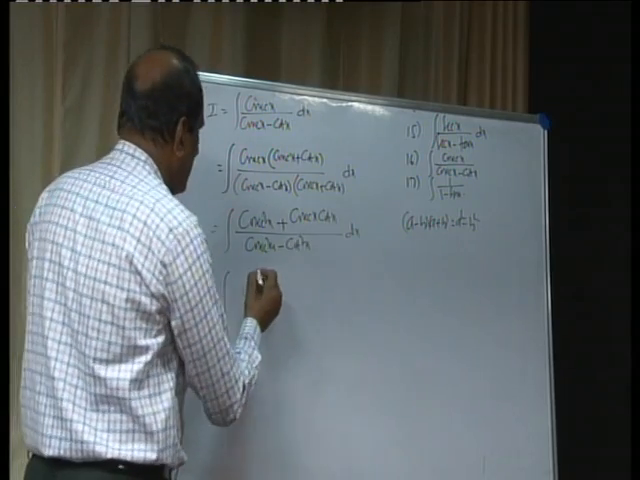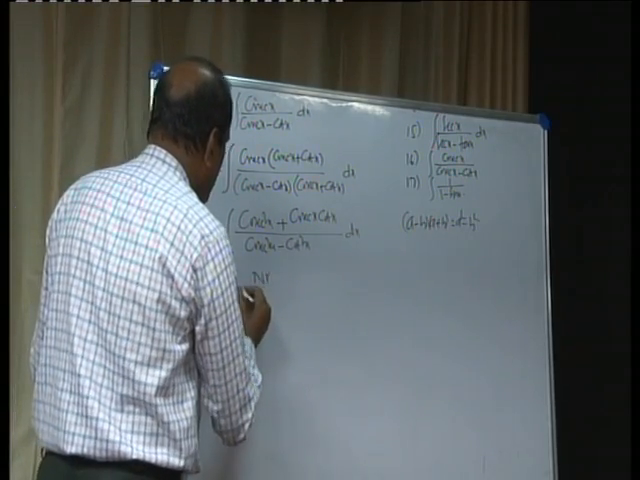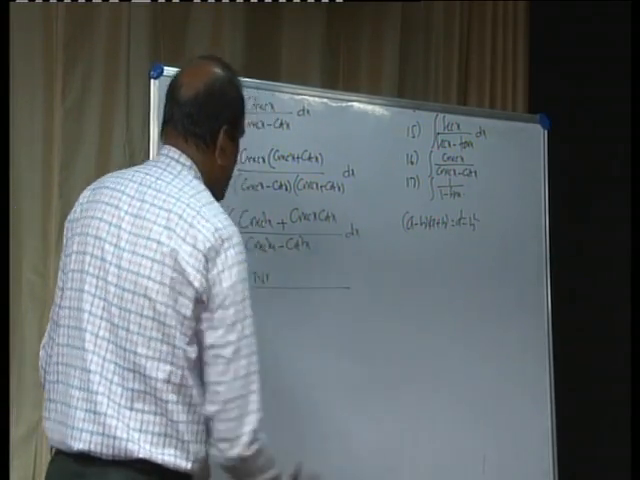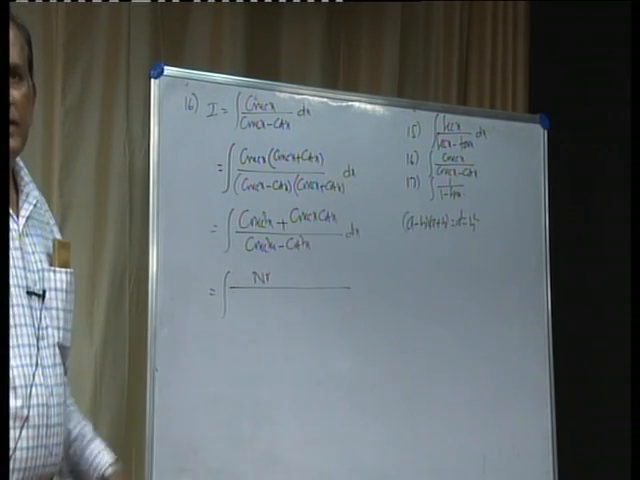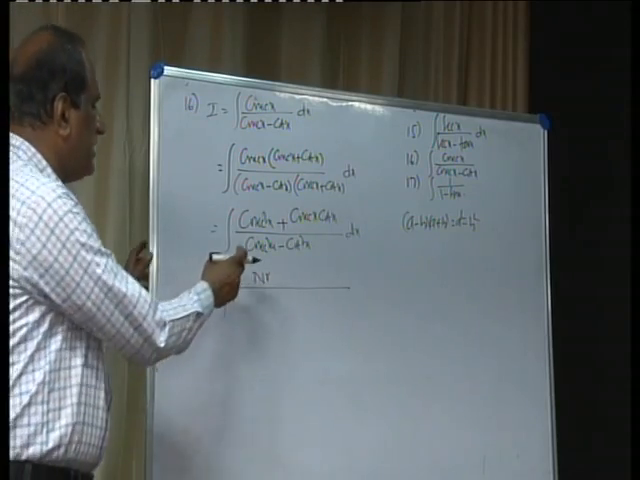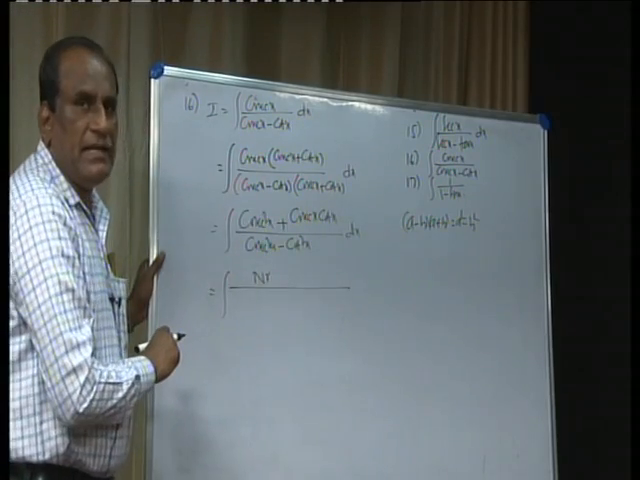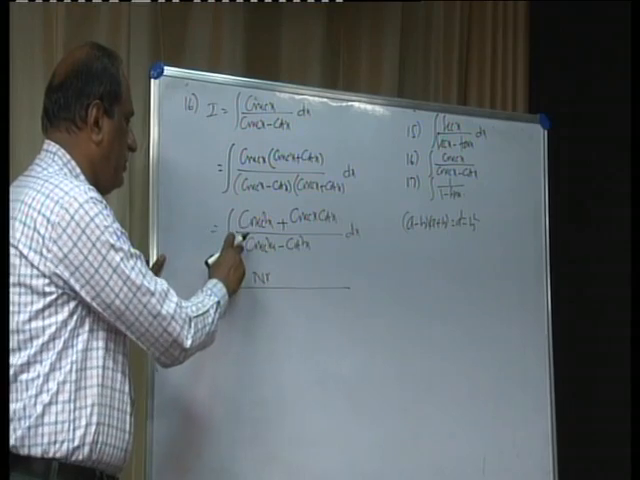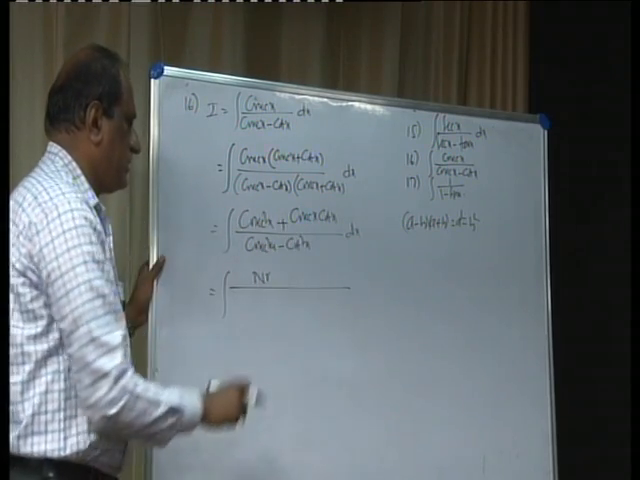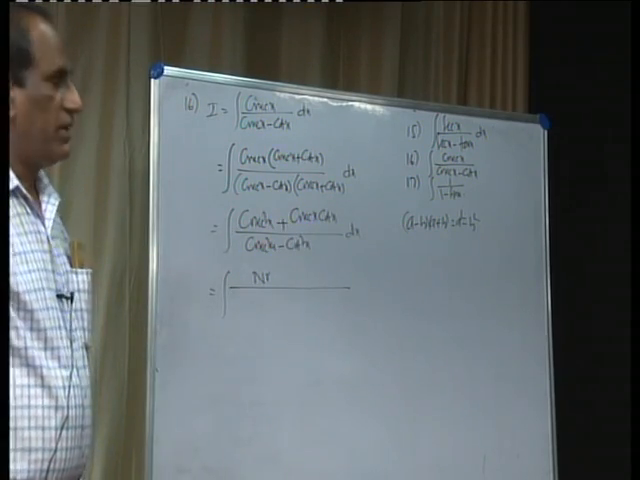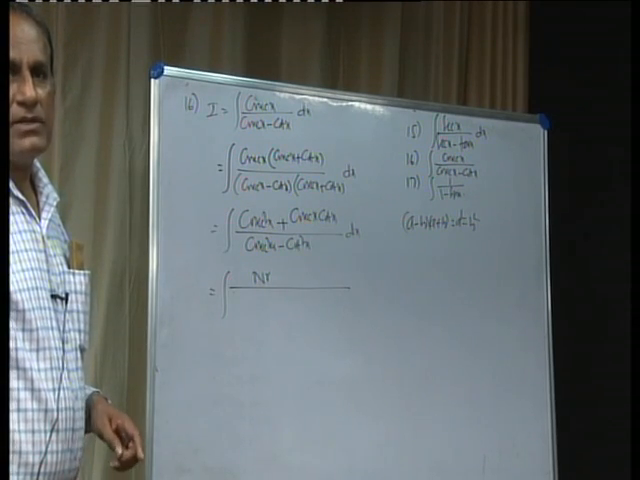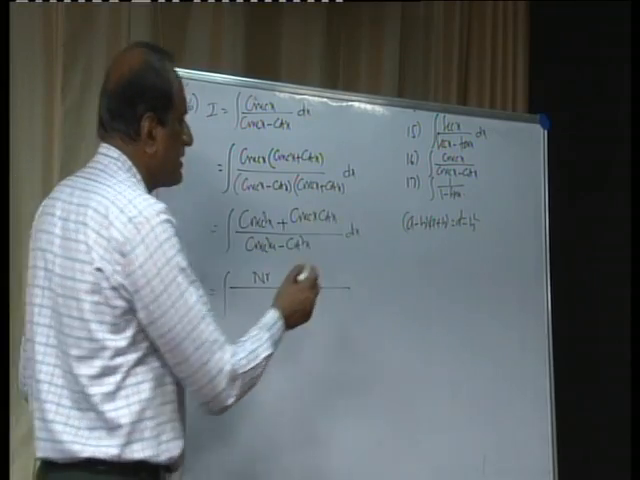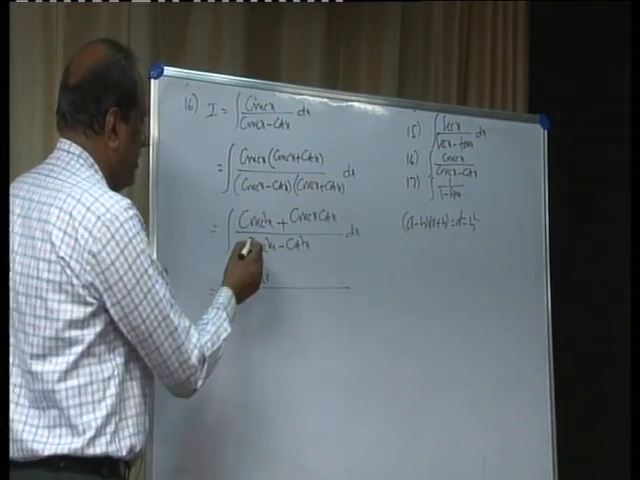Now, since the same numerator is repeated, write only nr. nr means numerator. If you want to repeat the denominator, write dr in the denominator. Now, there are two functions, cosecant square x and cot square x. There is an identity: 1 plus cot square x is equal to cosecant square x.